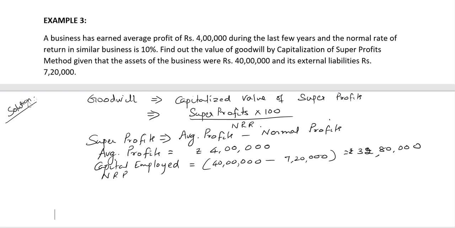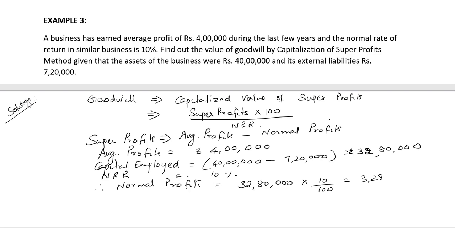NRR is given in the problem 10%. Therefore the normal profits is equal to the capital employed, which is 32,80,000 into 10 divided by 100, which is 3,28,000 rupees.